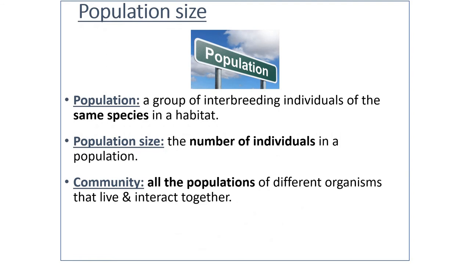So a population is a group of interbreeding individuals of the same species in a habitat. Population size is the number of individuals in a population. A community is all the populations of different organisms that live and interact together.